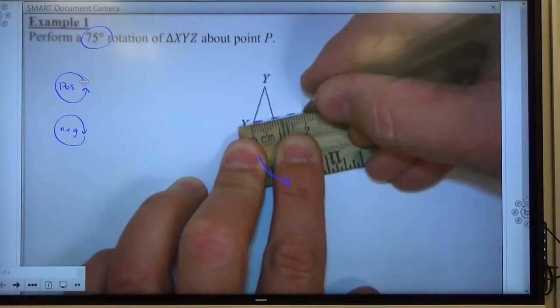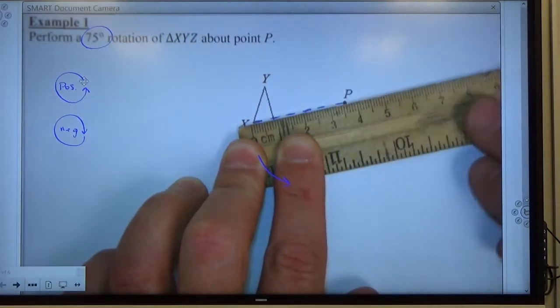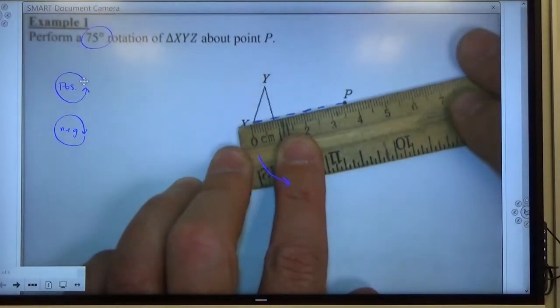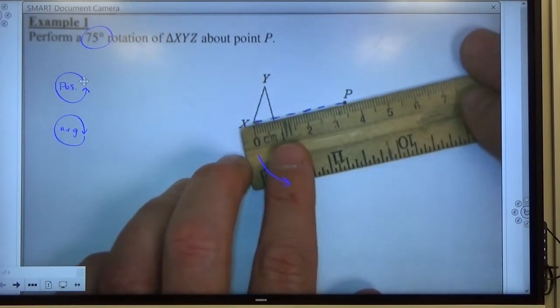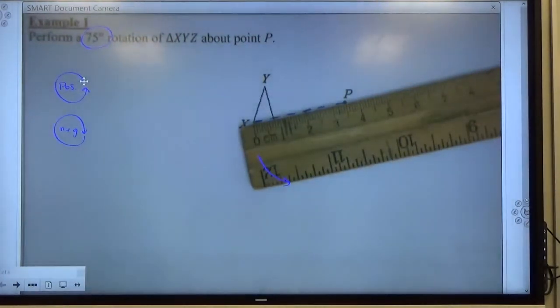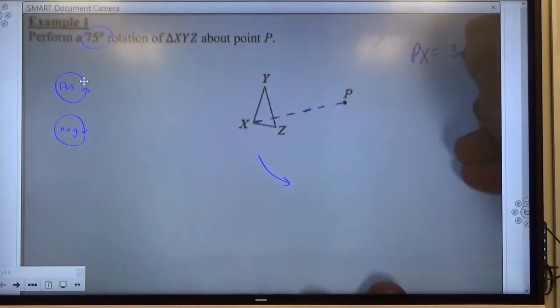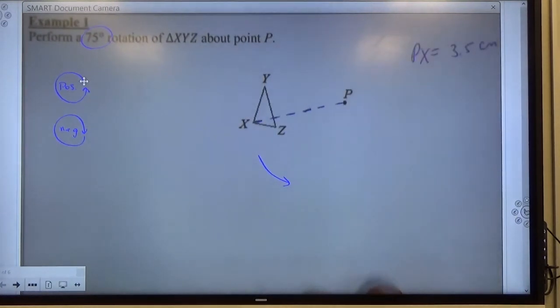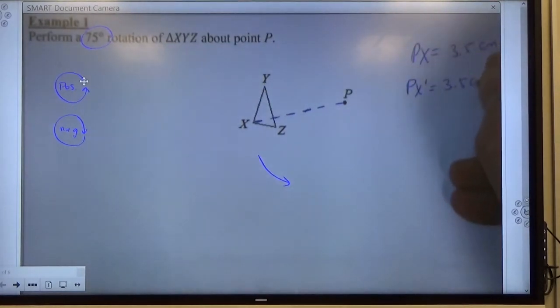Notice I'm on the centimeter side. I did that on purpose. The other thing I want to see is the distance from X to P. Can everybody see based on my ruler up on the board? It looks like 3.5 centimeters. Yeah. All right. So I'm going to say PX equals 3.5 centimeters. So I want PX prime to also equal 3.5 centimeters.